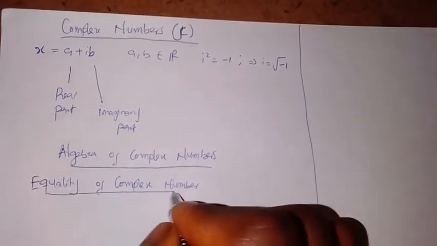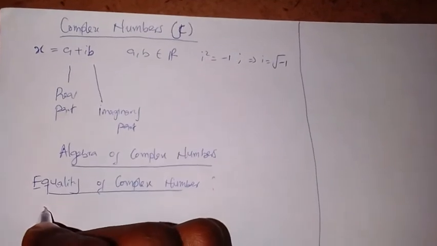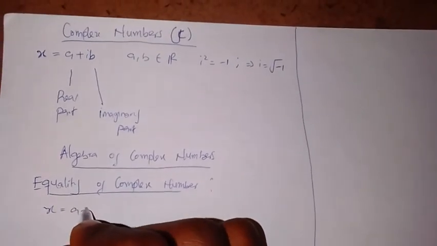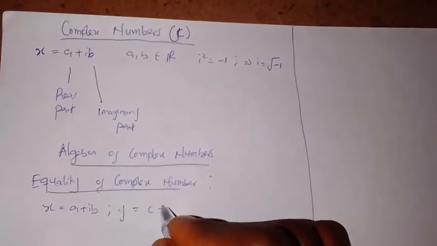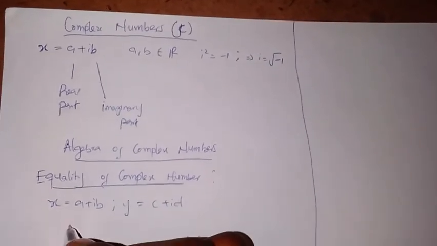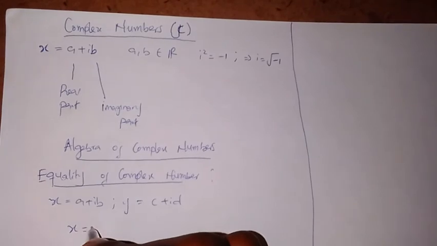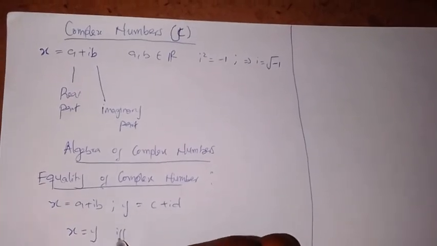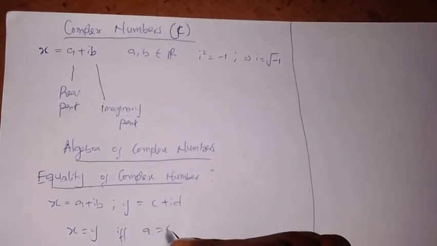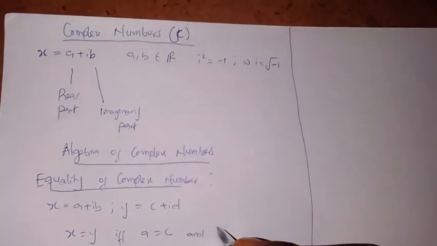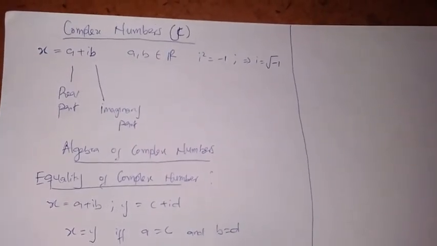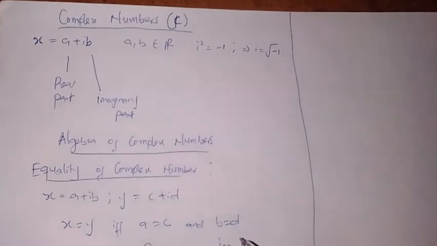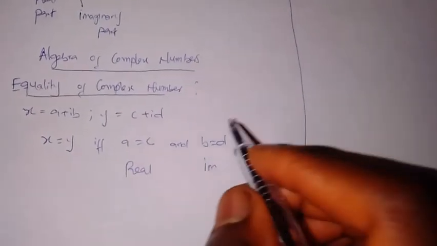Now, given that x equals a plus ib, and y equals c plus id, x is said to be equal to y if and only if a is equal to c and b equals d. What do we mean? When the real parts are equal to themselves and when the imaginary parts are equal to themselves.